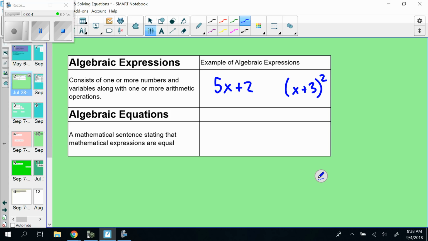Equations, on the other hand, are a sentence stating that two mathematical expressions that we just talked about are equal. So now if you take the 5x + 2 we just had and set it equal to something else, now that becomes an equation. Same with this second one. If we now put that equal to a number, that becomes an equation.